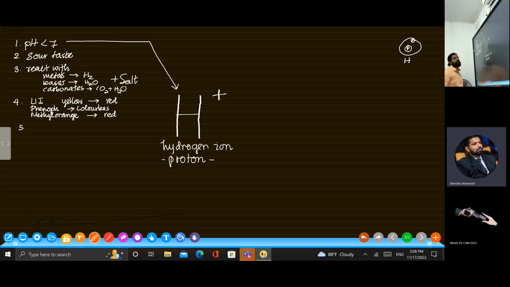What are the other properties of acids that you know? Properties of acids. Proton donor, that's the definition. I'm asking properties of acids. Corrosive. Aren't they? They're corrosive. There may be less or more corrosive depending on concentrations, but they're corrosive. What else?